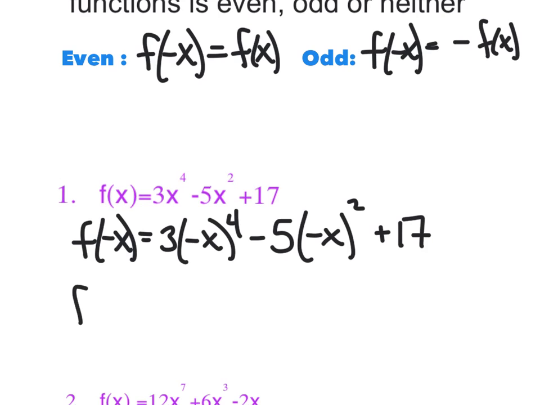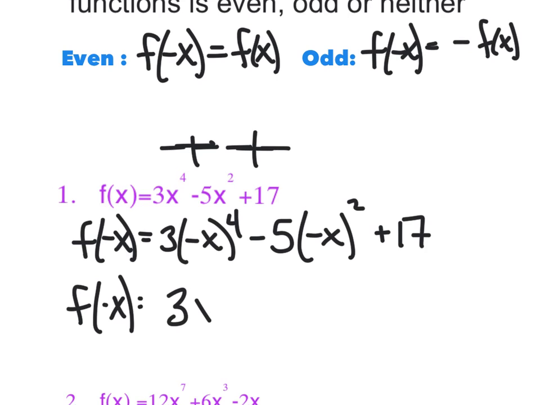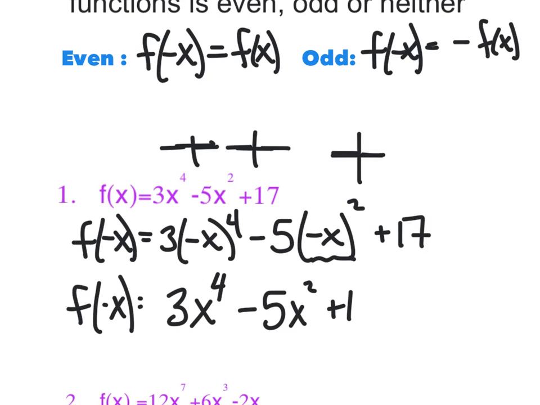Okay, so I substitute negative x in, and now I'm just going to see what I get. If I raise a negative to the fourth power, that means I have a negative times a negative times a negative times a negative, and those all turn into positive, so it's positive 3x to the fourth. If I square a negative, that means two negatives, and two negatives make a positive. So this becomes positive x squared times the negative 5 plus 17.